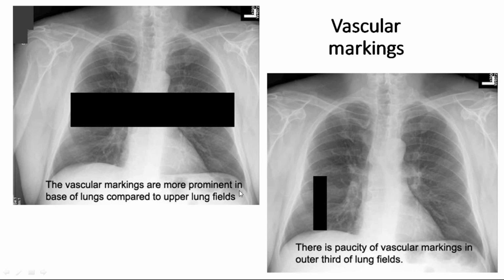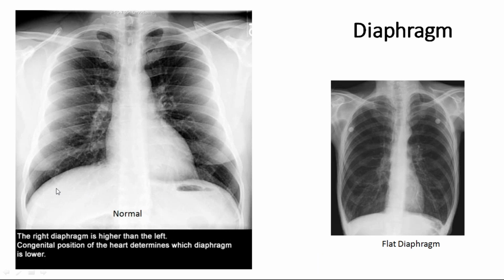The vascular markings are more prominent at the base of the lungs compared to the upper lungs. That is usual, normally. There is a paucity of vascular markings in the outer third of the lung fields. So this is how you divide upper zone and mid zone, and vertically these are the outer zones, these are the mid zones, and these are the inner zones. The vessels on the outer side of this black mark are actually scanty. That is a normal phenomenon.